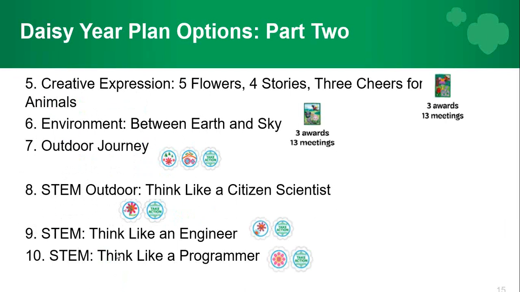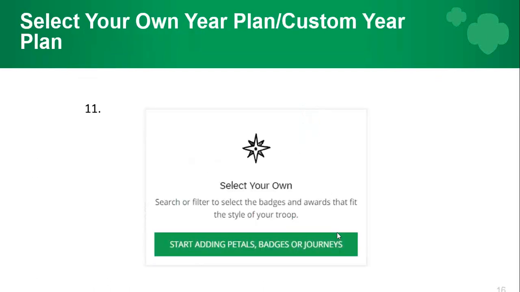So choice 7 of year plans for Daisies is an outdoor journey where you're earning 2 Daisy badges and you do a Take Action project. The next choice, the 8th choice, is Think Like a Citizen Scientist. You're doing 1 Daisy badge and a Take Action project. Think Like an Engineer, 1 Daisy badge, Take Action project, and Think Like a Programmer, 1 Daisy badge and a Take Action project. I know our heads are going to explode, but there's still one more choice.